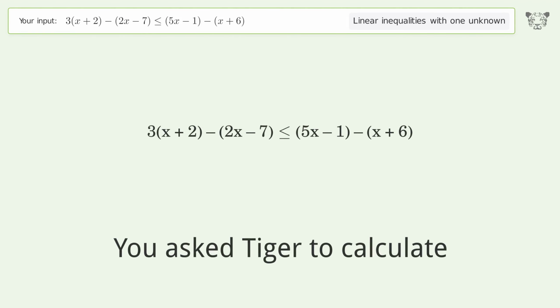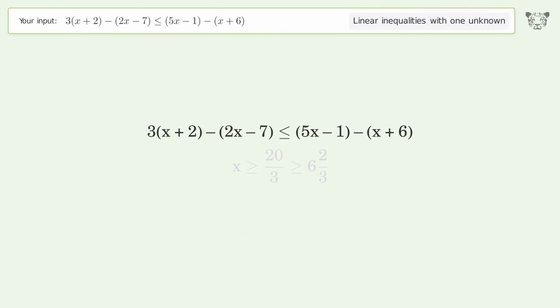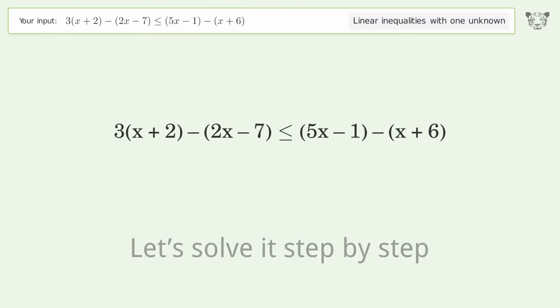You ask Tiger to calculate. This deals with linear inequalities with one unknown. The final result is x equal or greater than 20/3 equal or greater than 62/3. Let's solve it step by step.